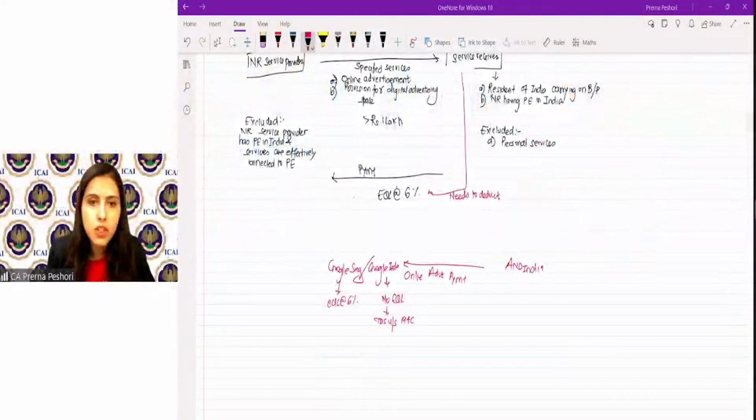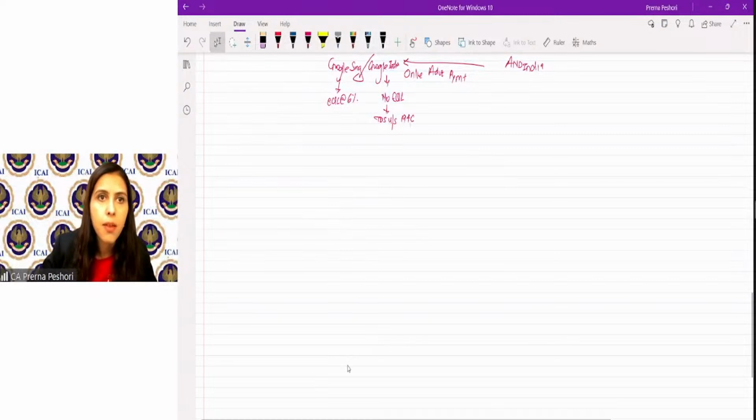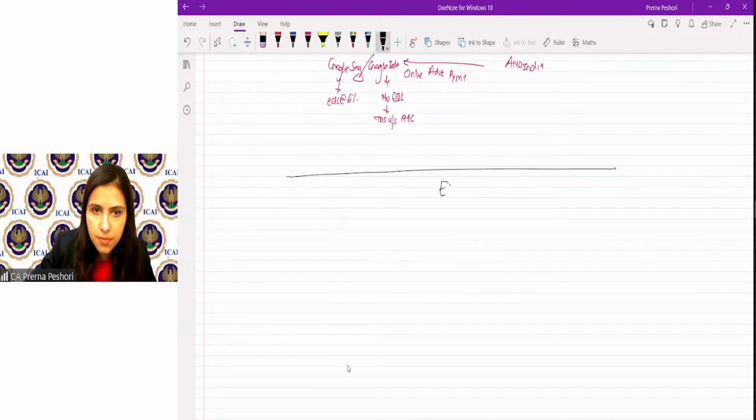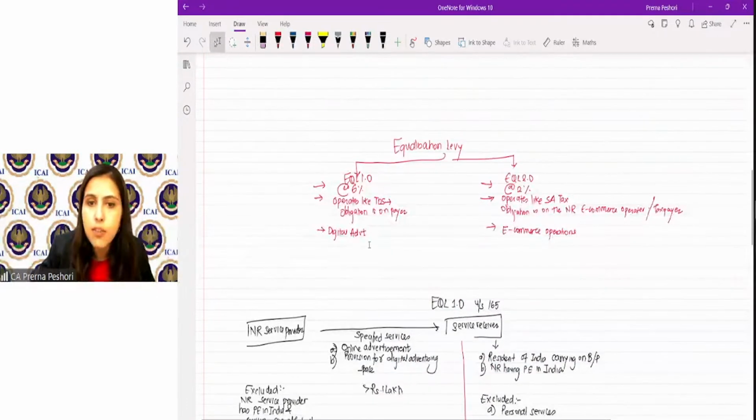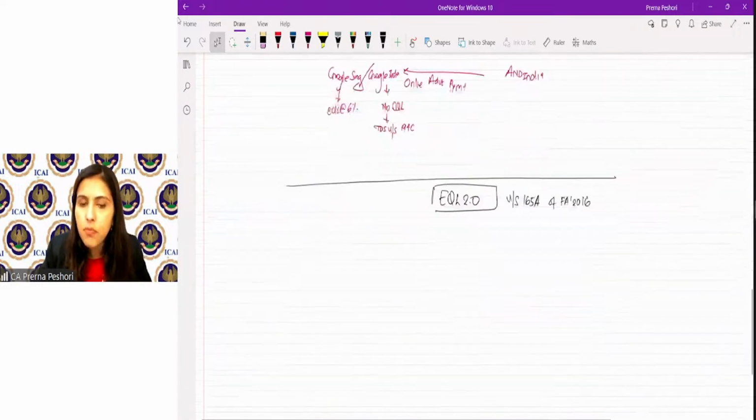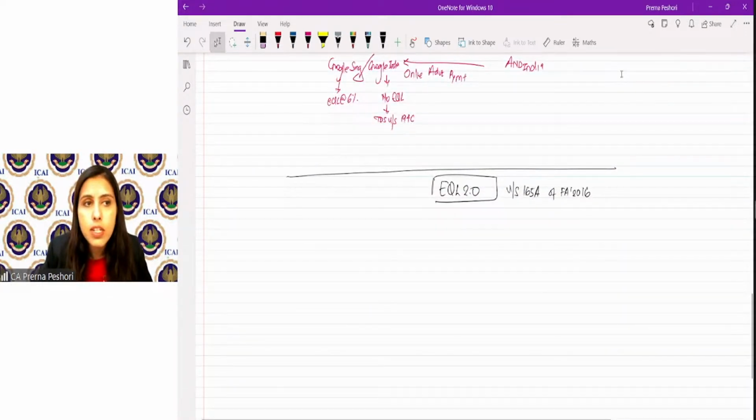Let's start with equalization levy 2.0 then. This is under section 165A of the Finance Act 2016. Now, what is equalization levy 2.0? What does it try to do?